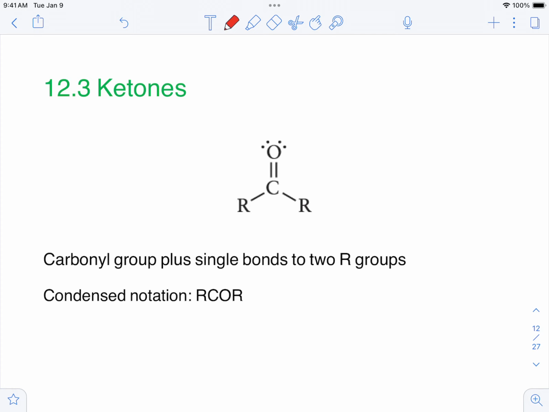This video is on ketones. Ketones are pretty similar to aldehydes, where it has a carbonyl group plus two single bonds to R groups. So an aldehyde, if you recall, had a bond to an R group, but then it had a bond to an H group. So the only difference between these two is we're replacing an H with an R.